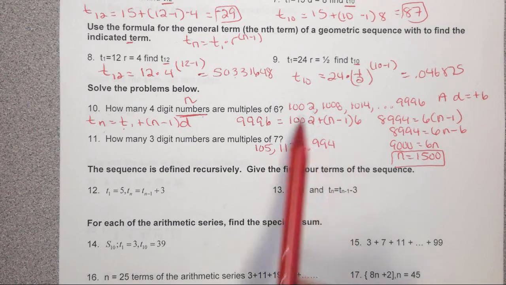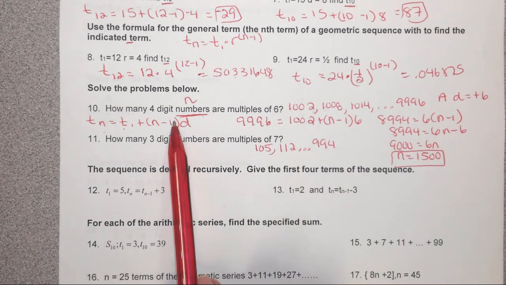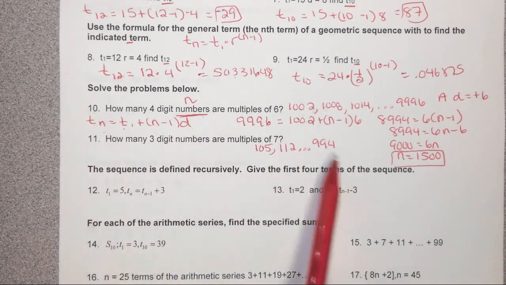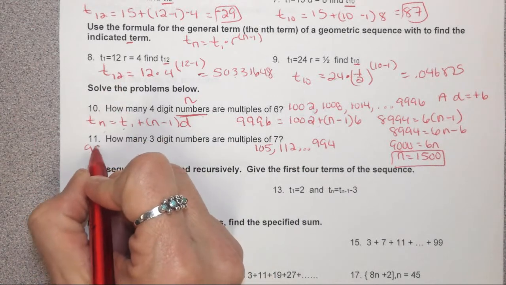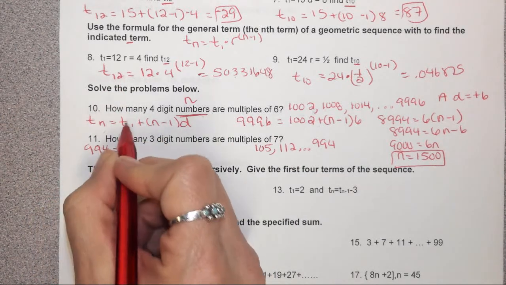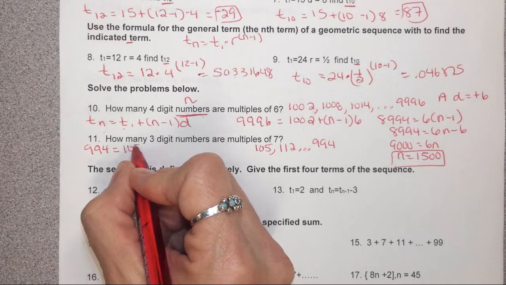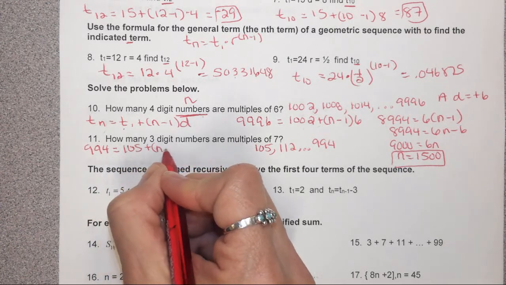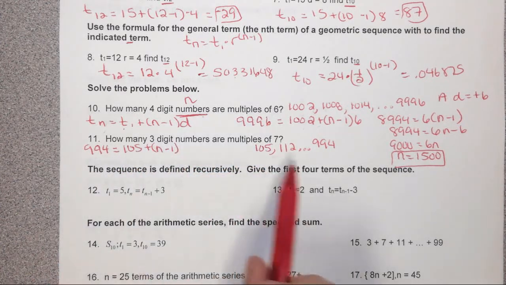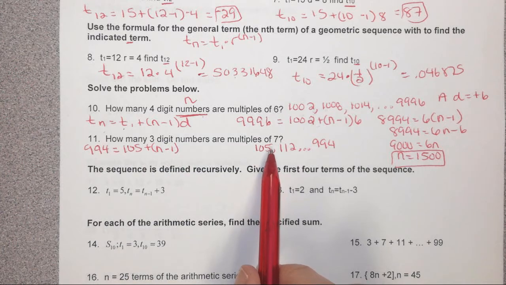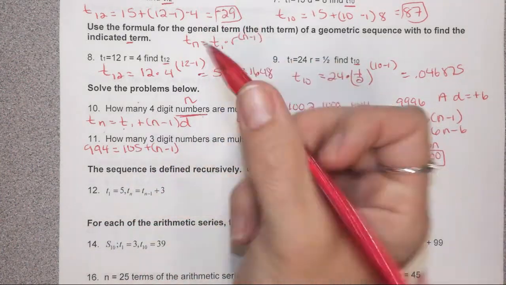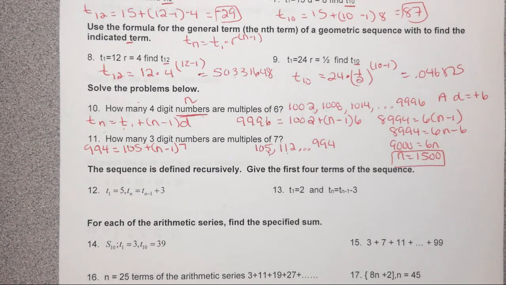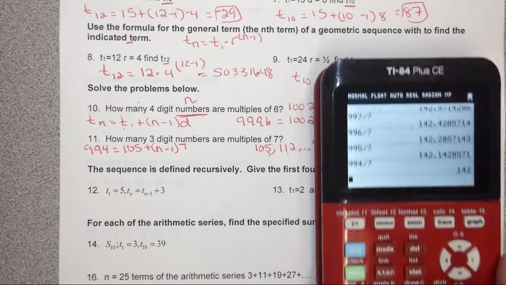Okay, we're going to do this one the exact same way. I'm using the same formula here. Remember, Tn means my last term. So 994 equals T1, my first term, and I'm solving for n, and my common difference. What was I doing to get from 105 to 112? I was adding 7. So we're going to solve for n.